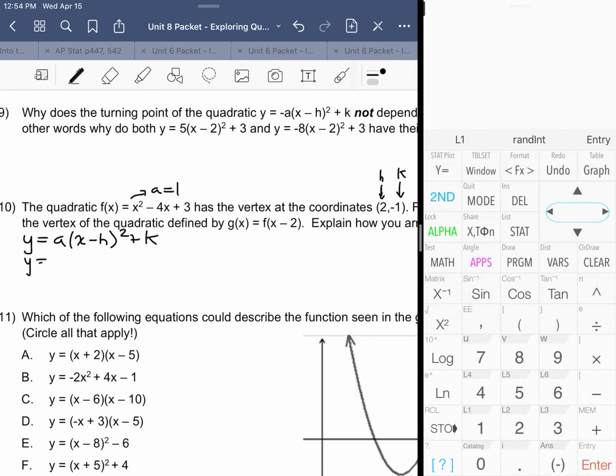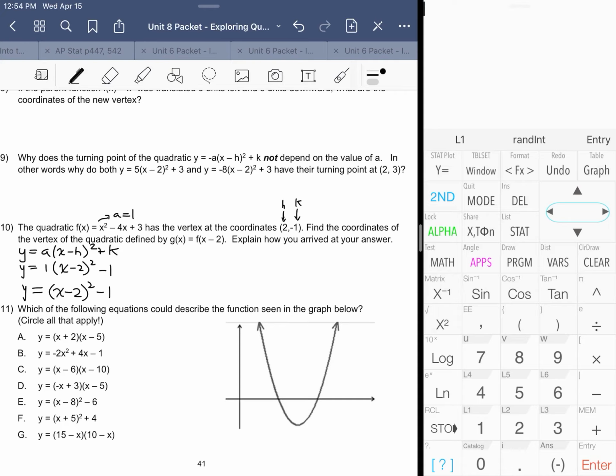y is equal to 1 times x minus 2 squared plus k, so plus -1, minus 1. All right, so y equals x minus 2 squared minus 1. Now, they're telling us to find the coordinates of the vertex of the quadratic defined by the new function, g of x is equal to f of x minus 1.